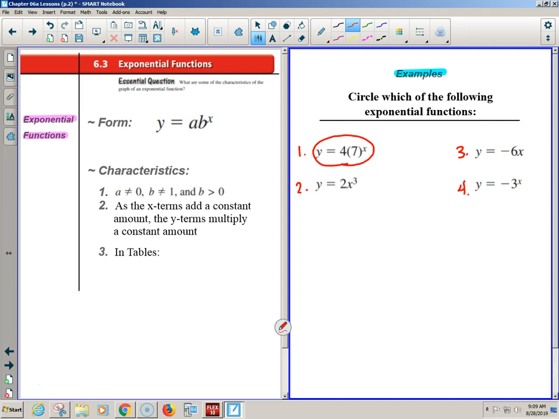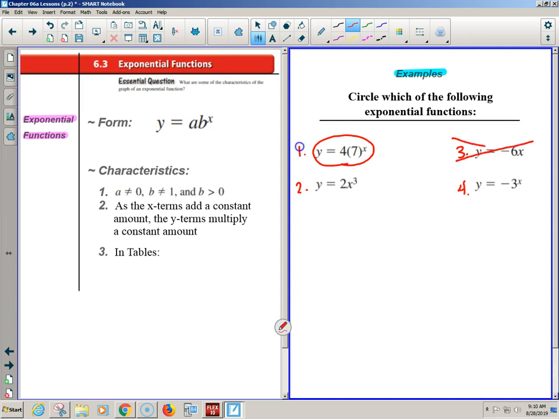There's one more. Can you guys just vote for the other one when I read off the number? How many of you guys think that number 2 is the other exponential? Number 2? How many of you guys think number 3 is the other exponential? How many of you guys think number 4 is the other exponential? I think number 4.